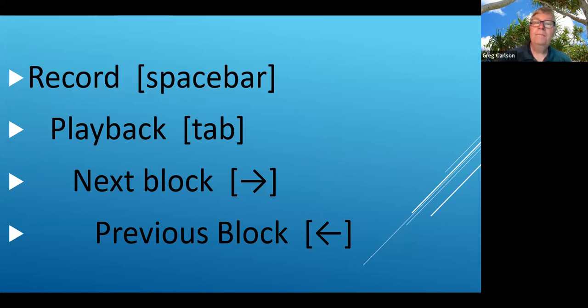For record, spacebar. Playback, tab. Go ahead to the next verse, right arrow. Go back to the last verse, left arrow. One phrase or sentence at a time appears on the screen with the option of a line of context before and after the target text.